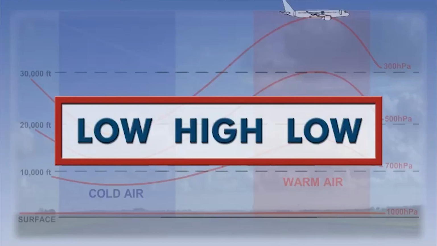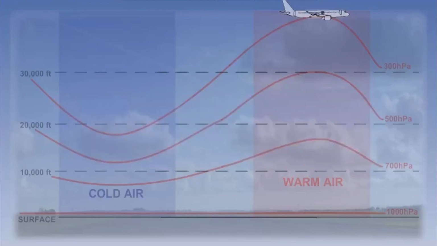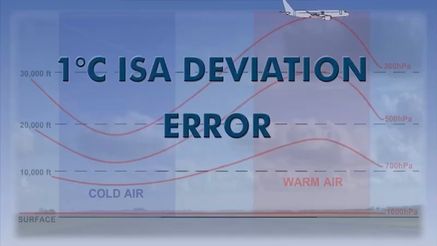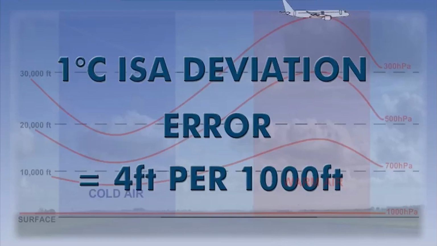So, to provide more accurate indications, we have a formula that enables us to calculate the error. This formula states that, for every 1 degree Celsius deviation from ISA, the error in the altimeter is 4 feet per 1,000 feet. This formula is derived from another formula we saw in the pressure lesson. That formula was telling us the height difference per hectopascal.